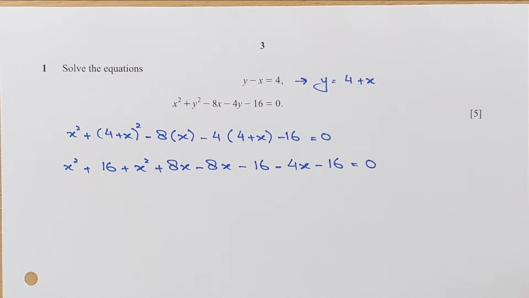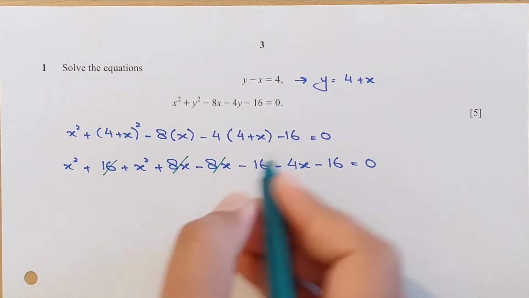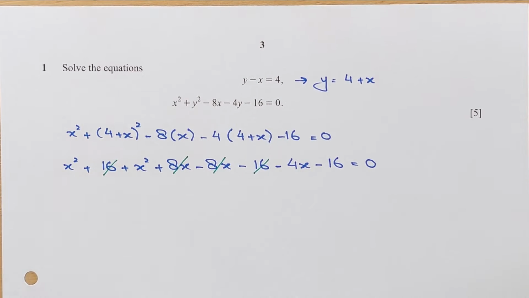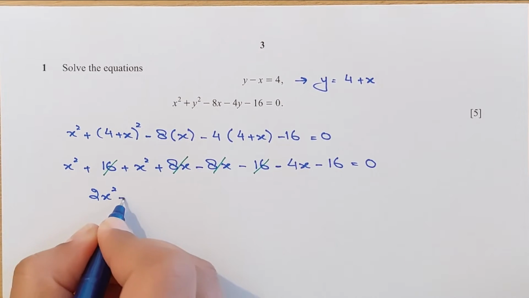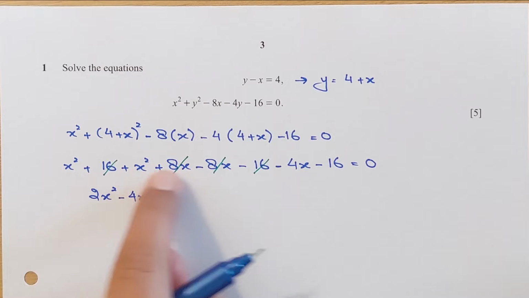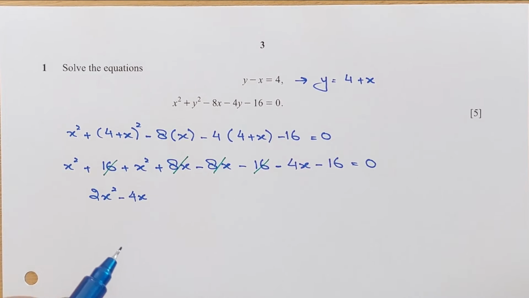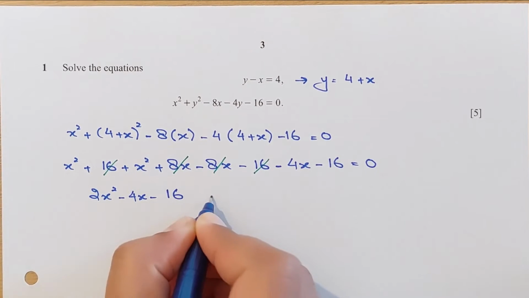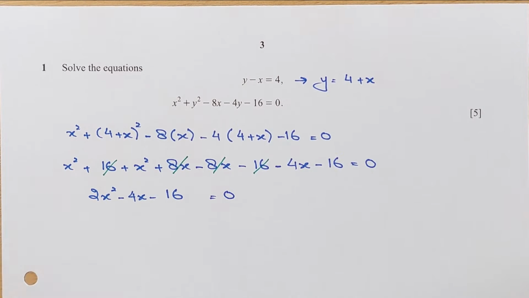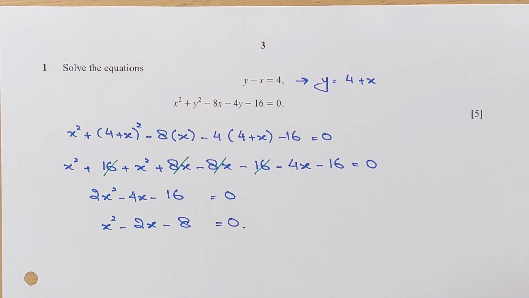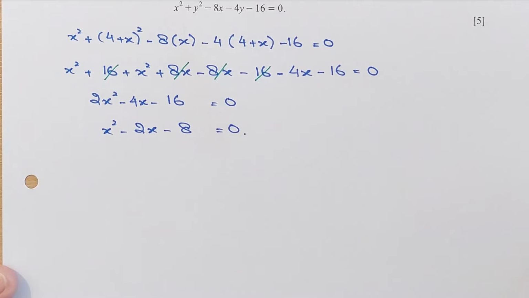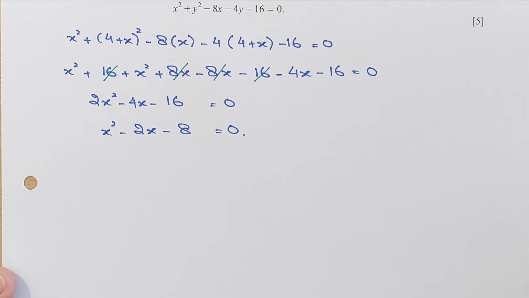Right, so we can cancel the plus 8x and minus 8x, and positive 16 and negative 16. Now we have x square plus x square, 2x square, and the x term is minus 4x, and the constant is negative 16. Let me divide throughout the equation by 2. So we have x square minus 2x minus 2 times 8 is 16 equals to 0. So we have a quadratic equation in a variable x. We can solve it by using factorization.